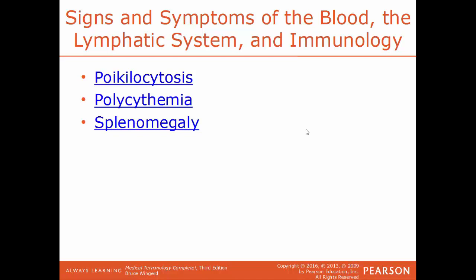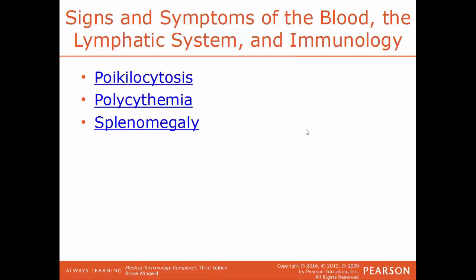This can be caused in one of two ways, either by a reduction of the plasma in the blood, the actual liquid part of the blood, or by a large increase in the number of red blood cells in the blood. Either one of those will increase the concentration of hemoglobin throughout the blood.